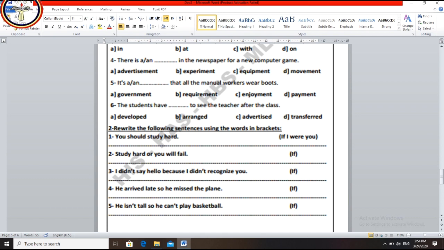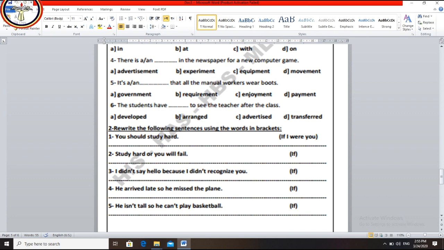Number 3: I didn't say hello because I didn't recognize you. Use if. Here we will use the third conditional. We haven't spoken about it yet, but I'll try to answer it for you. If I had recognized you, here we change the negative into affirmative. We begin the sentence after because. If I had recognized you, I would have said hello.